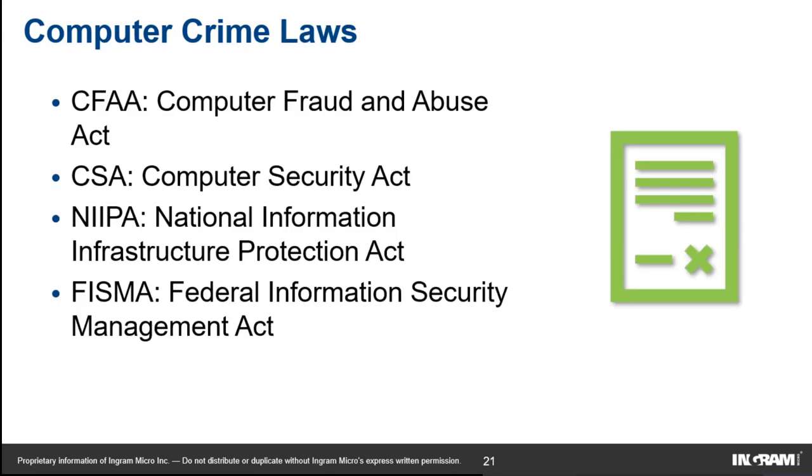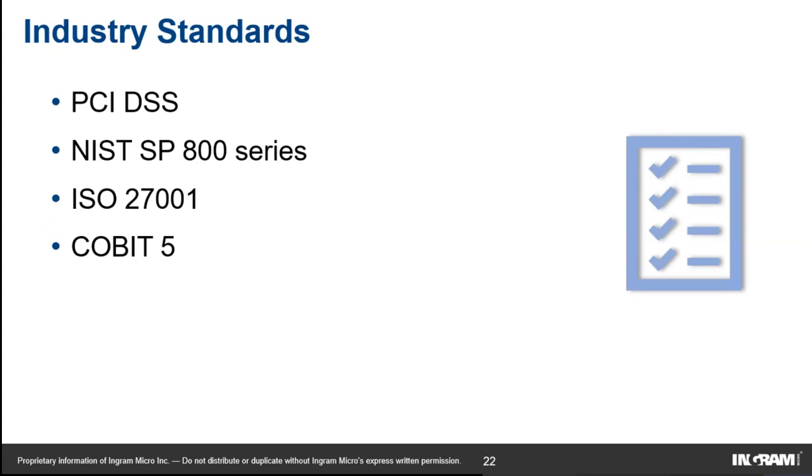So these are some of the computer crime laws, which are enacted to protect organizations against cyber criminals. Most of them highlighted here are from a federal perspective, based out of the US. These are to name a few of them, and every country has its own cybersecurity laws across the globe. So these are some of the industry standards.